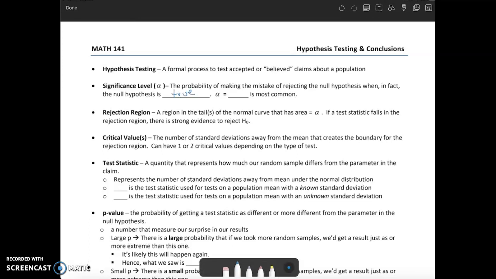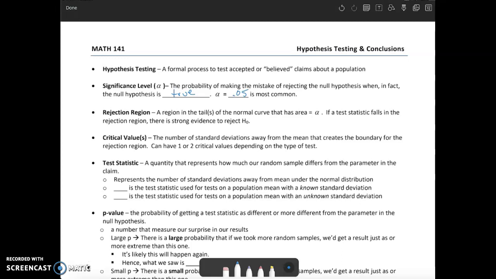And alpha equals 0.05 is the most common. Although you can choose to change that if you are the researcher, and that can be left up to you, but 0.05 is the most common.